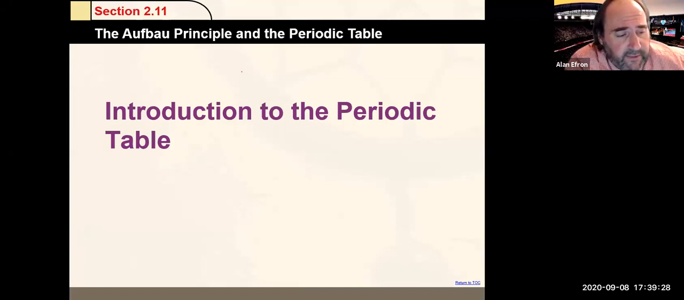And again, as we talked about last time, if you go below chromium and copper on the periodic table, you'll see a lot of very similar exceptions. So silver, for example, is an exception. And again, there are some that do not even have any s electrons. They've all been promoted upwards.